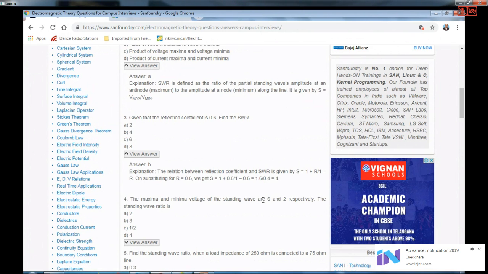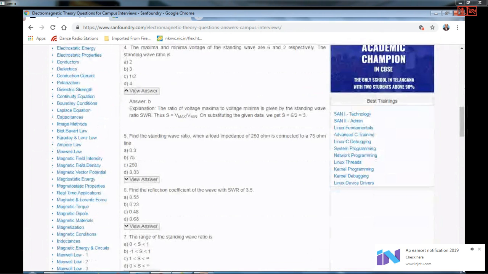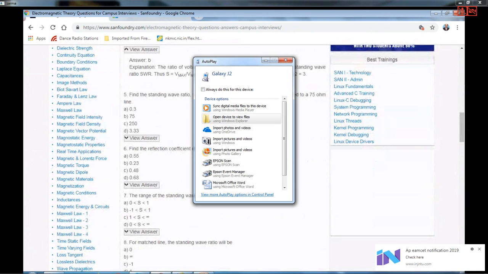In another case, the maximum and minimum voltages of a standing wave are given as 6 and 2. So to find the standing wave ratio, that is 6 by 2, so it must be 3. Okay. Now find the standing wave ratio if the load impedance is 250 ohms connected to a transmission line of 75 ohms. So how do we do it?